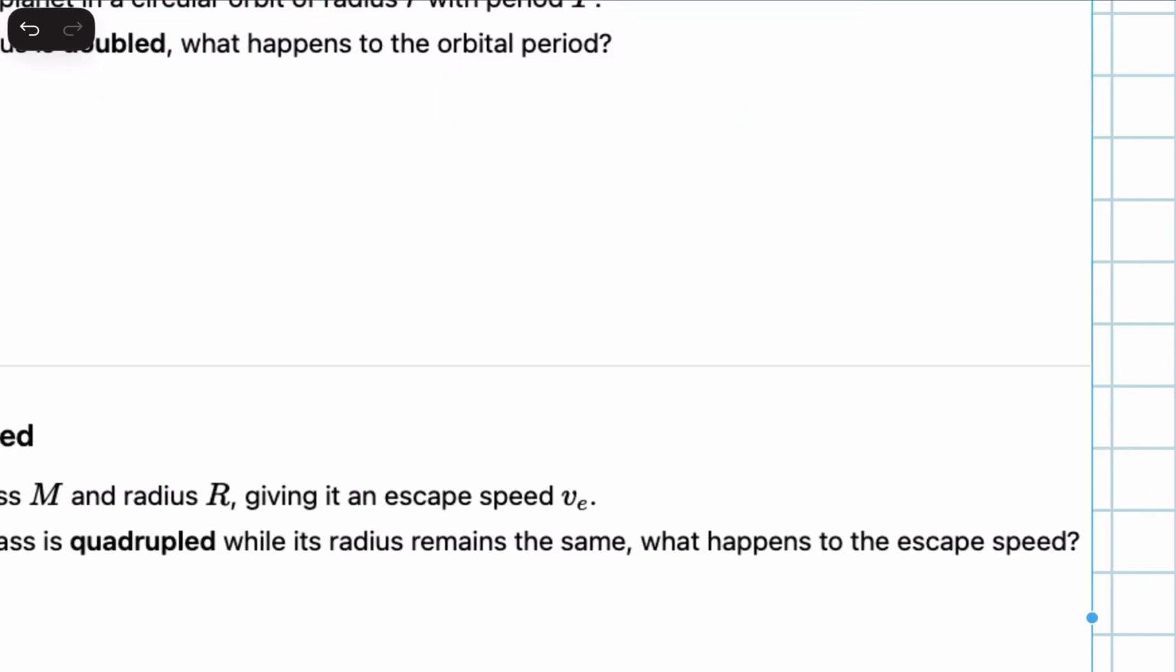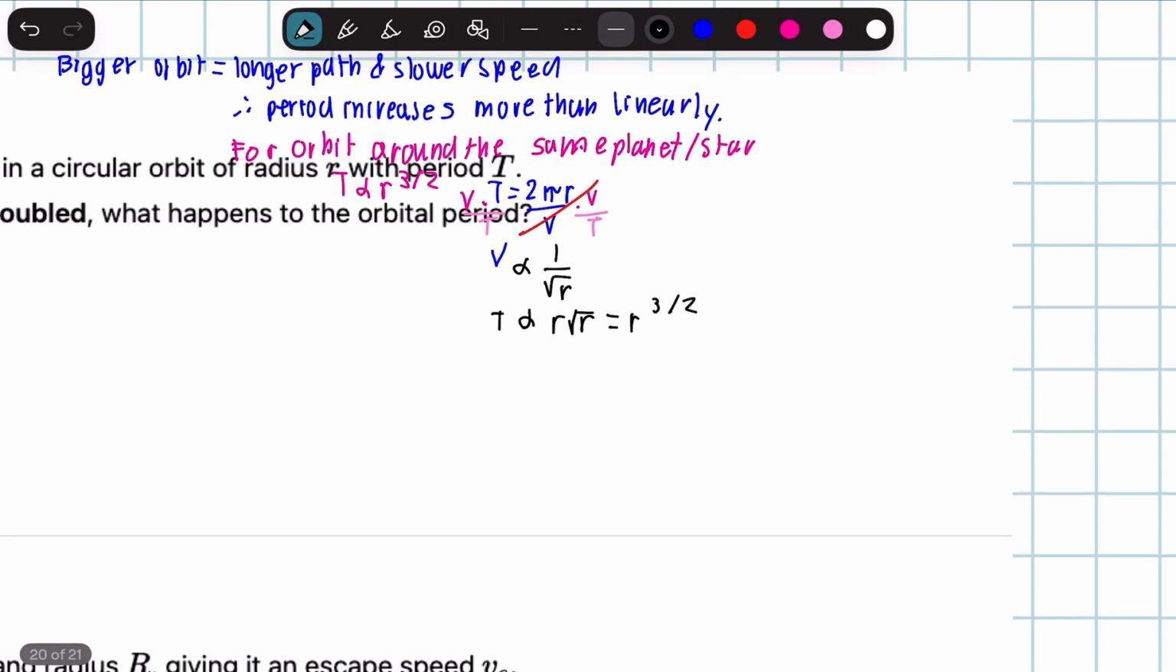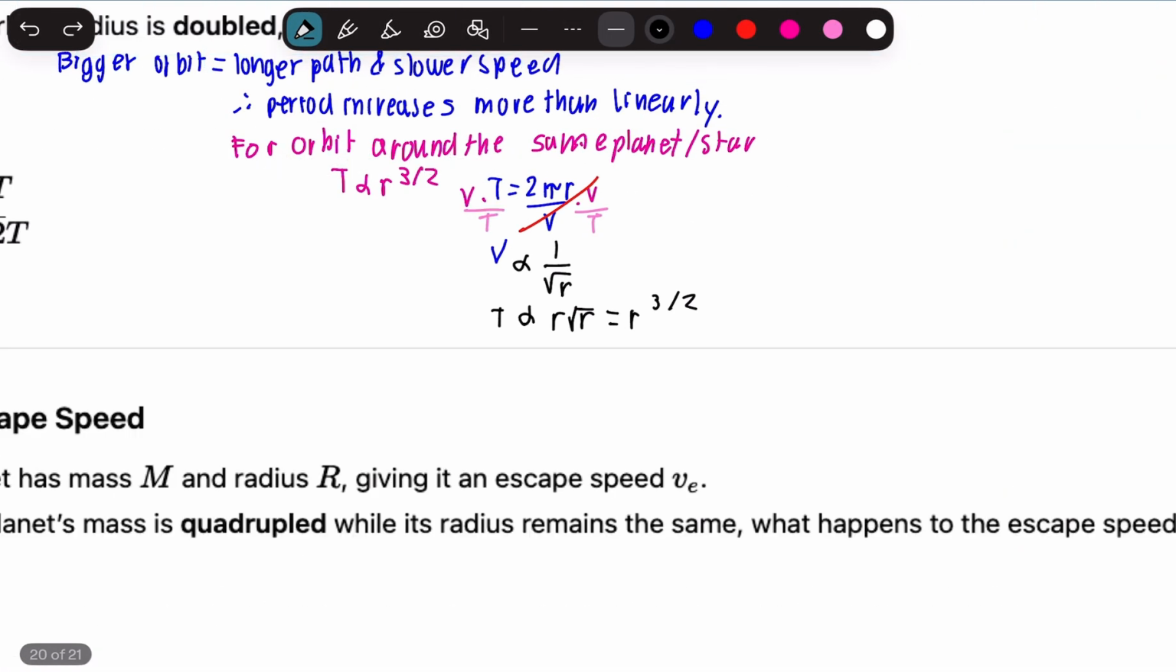So then we change r to double its value. That means T prime is equal to T times 2 to the power of 3 over 2. So that's going to be equal to T times 2 times the root of 2.